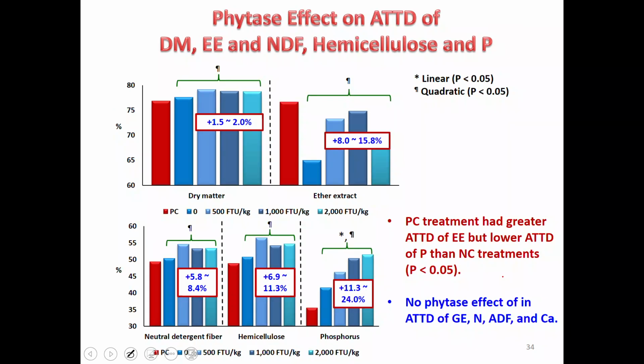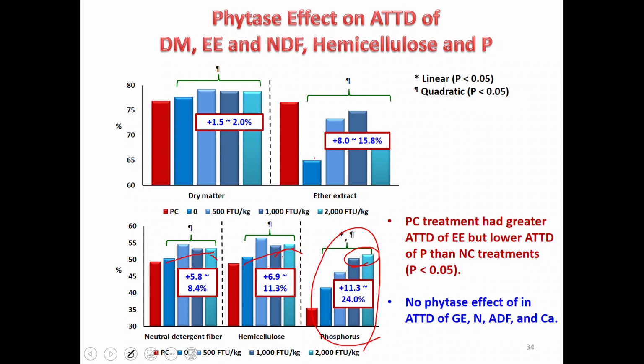And then on the digestibility, clearly phytase supplementation increased phosphorus digestibility, and it was maximized between 1000 to 2000 FTU per kilogram diet. And then for the other nutrient digestibility, neutral detergent fiber and hemicellulose digestibility quadratically increased.